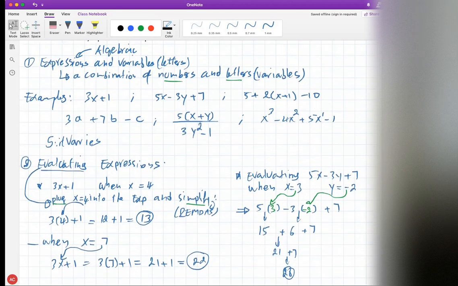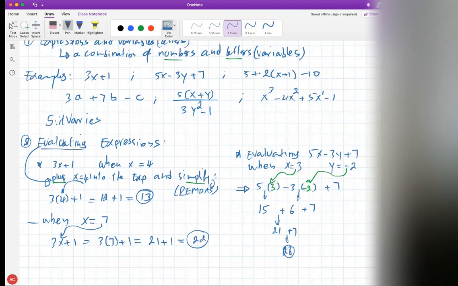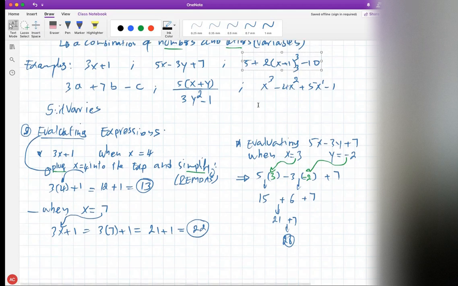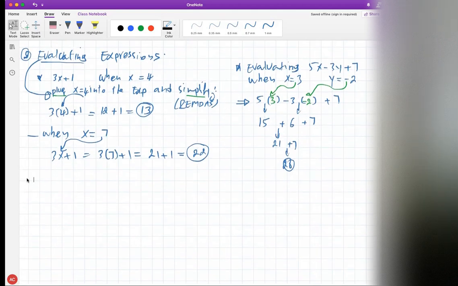Okay, the expression may also look like this. We could even add some power here. Let's see how to evaluate this. Or something like this. It doesn't matter what the expression looks like. Really, it doesn't matter. All you do is basically plug and simplify. Plug whatever values are given and simplify. So evaluate this. Evaluating this expression.